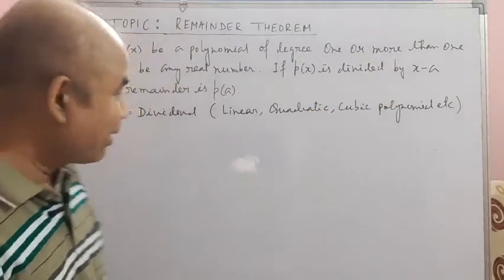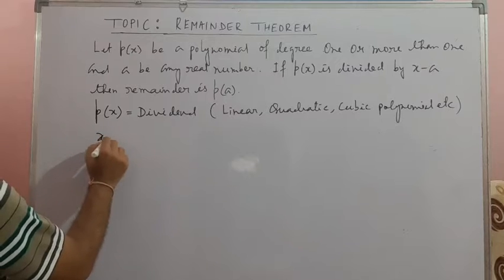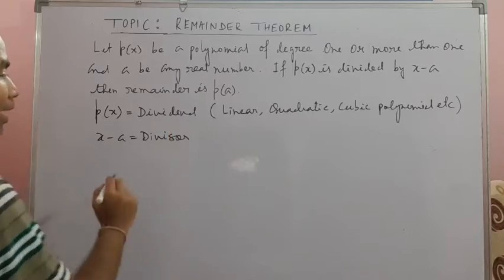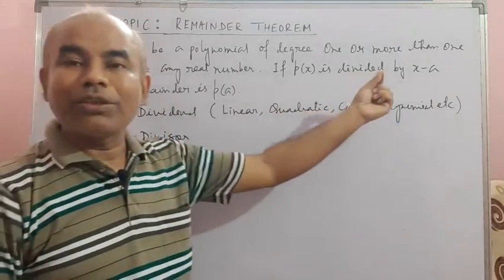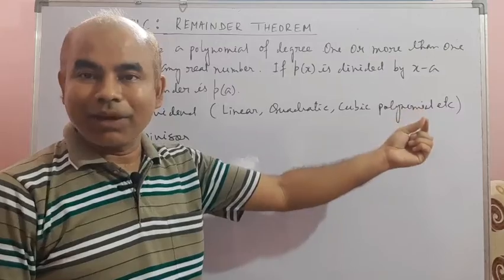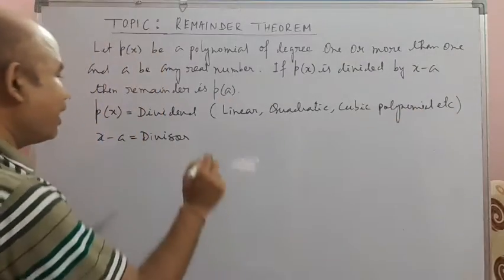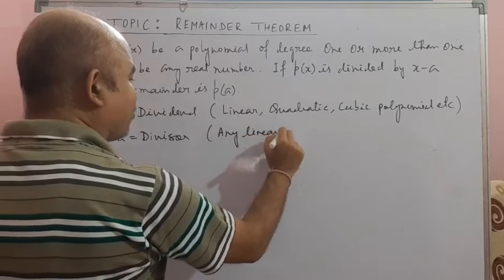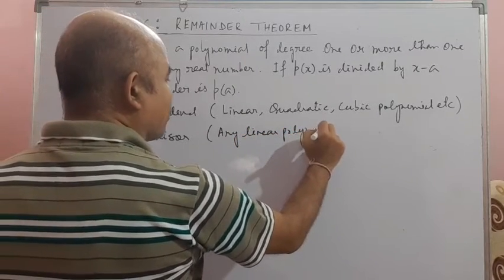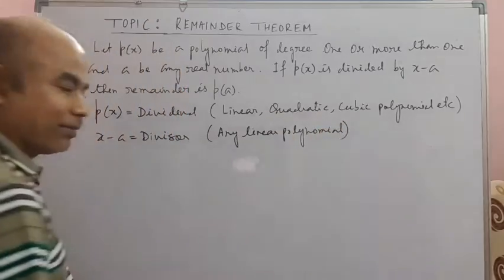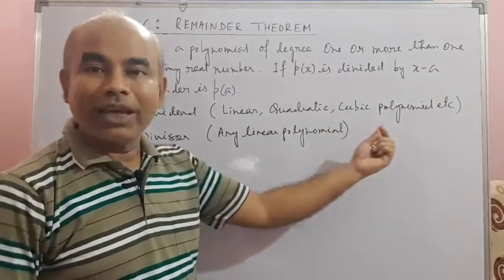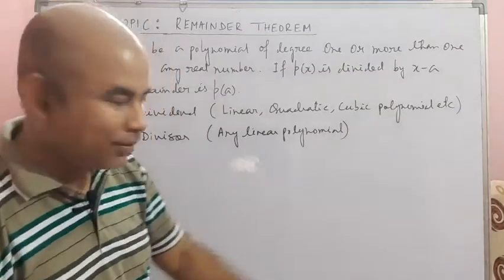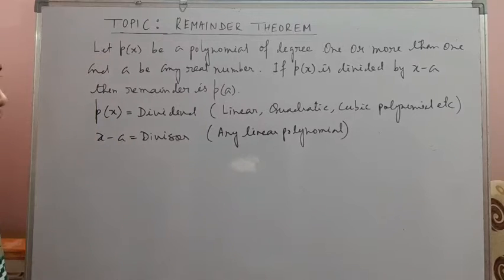Then symbolically, what is this? Divided by x minus a means x minus a is the divisor. Actually it is not always of this form, like x minus 2 or x minus 5. It is any linear polynomial. That means it can be of the form, say, x plus 2, x minus 2, 2x plus 5, any linear polynomial. Symbolically that is denoted by x minus a.